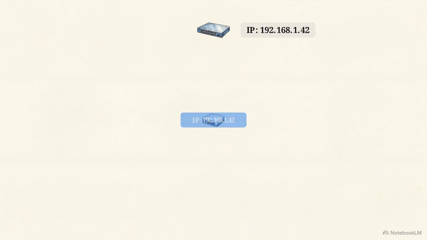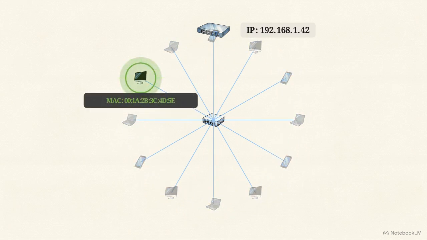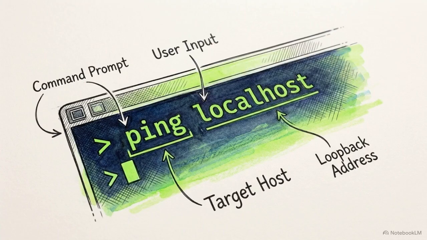When a router knows the logical IP address but lacks the physical hardware destination, ARP broadcasts a query across the entire local area network. It pings every connected device until the exact machine responds with its unique MAC address, allowing final delivery. The protocol also accounts for internal diagnostics.